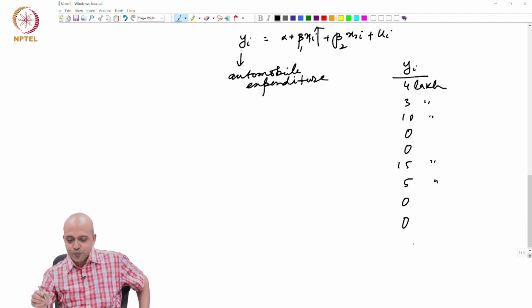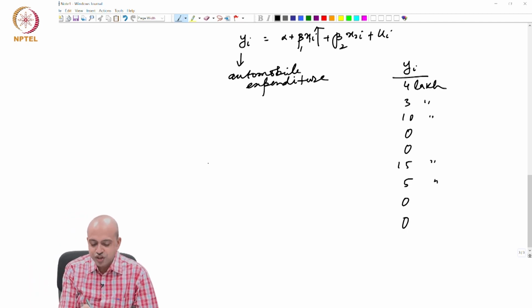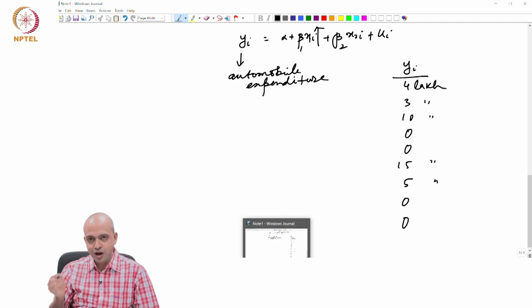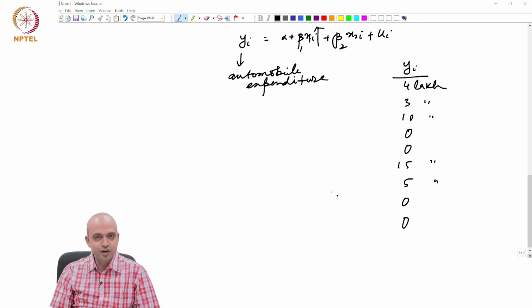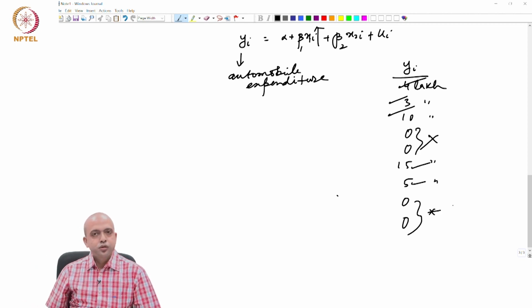So this is a typical case of censoring. Our sample would be a censored sample. That means we have limited information on yi. Okay, we have limited information. For this household we have information, for this household we have information, but for these two households I do not have information because they have 0. Again these two households I have 0 information, that means limited information.